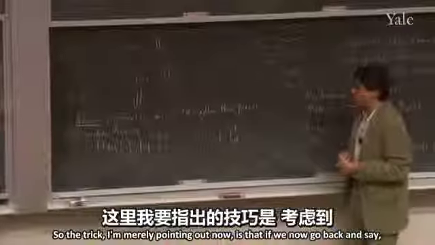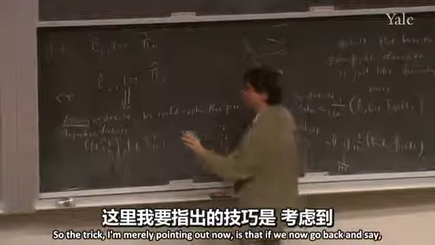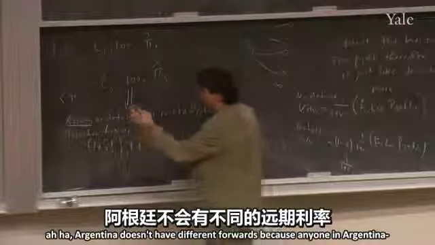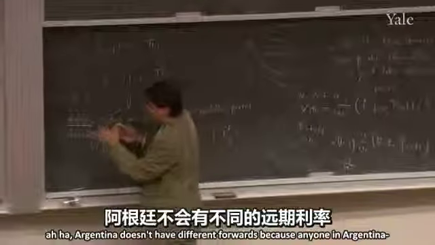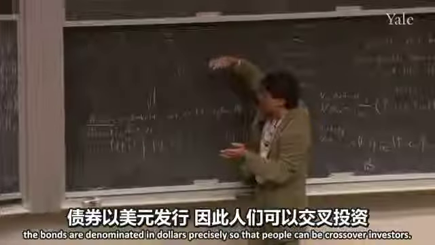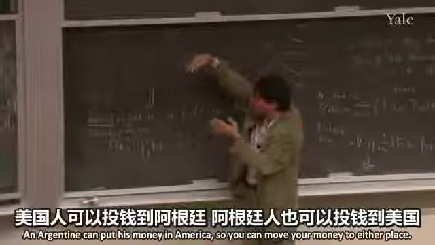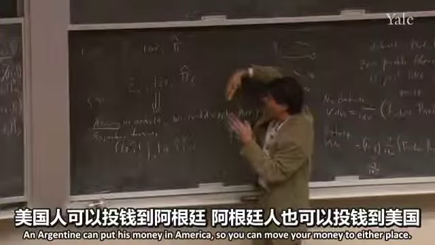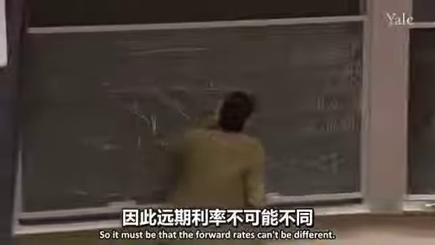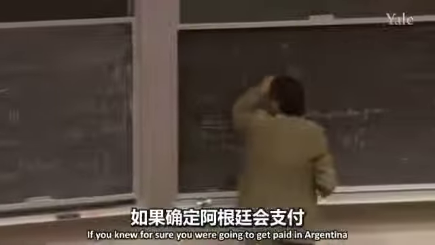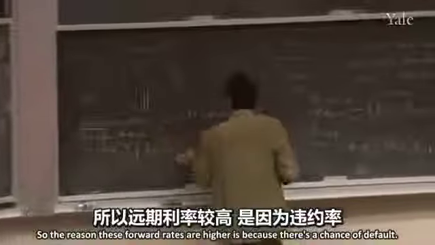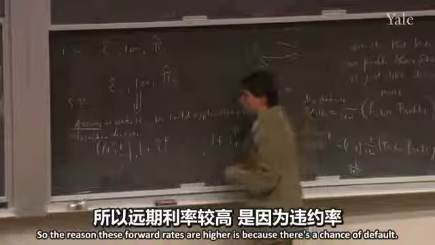So the trick I'm merely pointing out now is that if we go back and say, aha, Argentina doesn't have different forwards, because the bonds are denominated in dollars precisely so that people can be crossover investors. An American can put his money in Argentina, or an Argentine can put his money in America, so you can move your money to either place. So it must be that the forward rates can't be different. If you knew for sure you're going to get paid in Argentina, you'd have to have the same forward rates as in America. So the reason these forward rates are higher is because there's a chance of default.